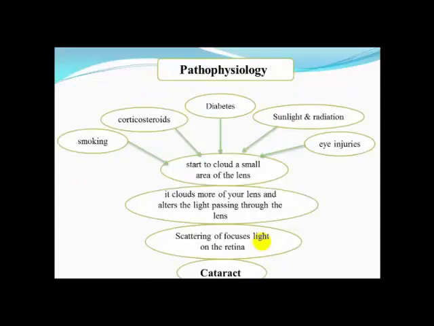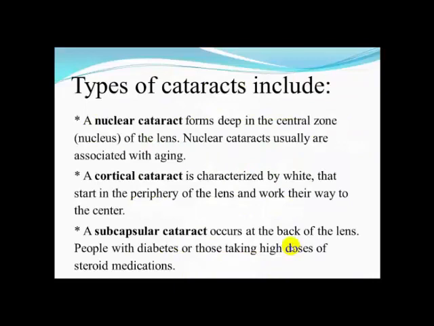Pathophysiology of cataract. This causes and risk factor such as smoking, corticosteroid, diabetes mellitus, sunlight and radiation, eye injury lead to start to cloud a small area of the lens. It clouds more of your lens and alter the light passing through the lens. Scattering of the focus light on the retina lead to cataract. Types of cataract include nuclear cataract, cortical cataract, subcapsular cataract.